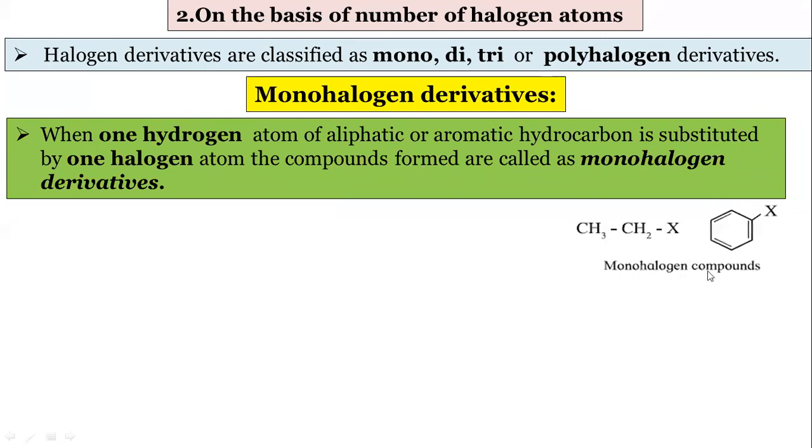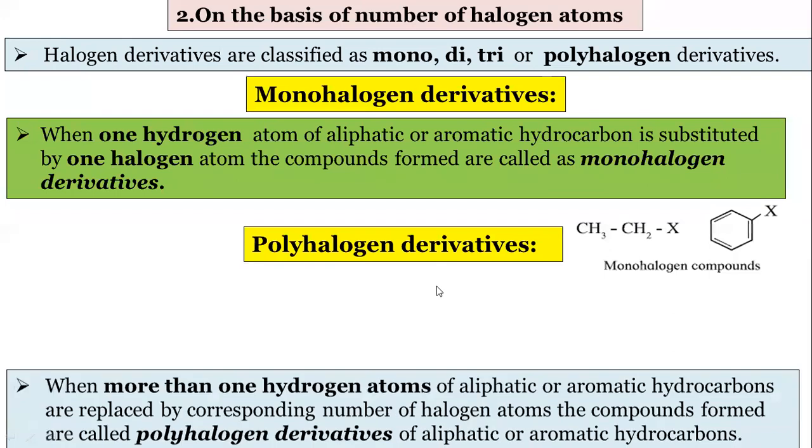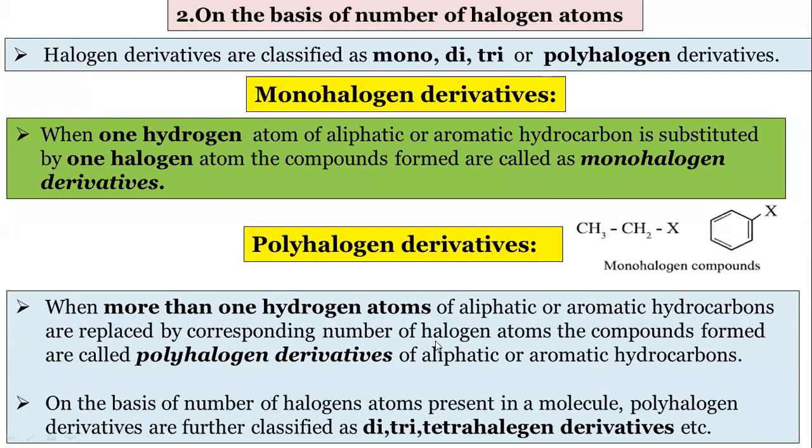See the examples of monohalogen compounds. This is a haloalkane and this is a haloarene, only one hydrogen is replaced. Polyhalogen derivatives means more than one hydrogen atom of aliphatic or aromatic hydrocarbons is replaced. These are called polyhalogen derivatives. Further, these polyhalogen derivatives are classified as dihalogen derivatives, trihalogen derivatives, then tetrahalogen derivatives, depending upon the number of halogen atoms replaced.